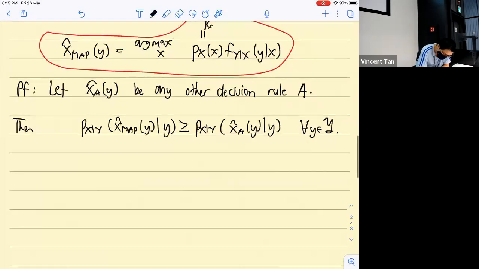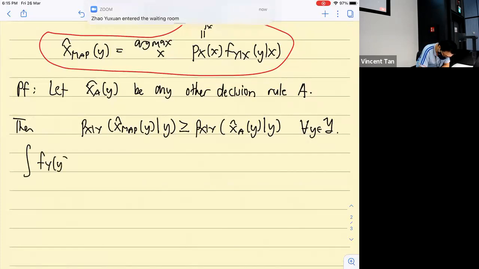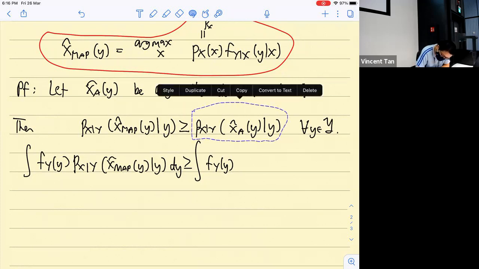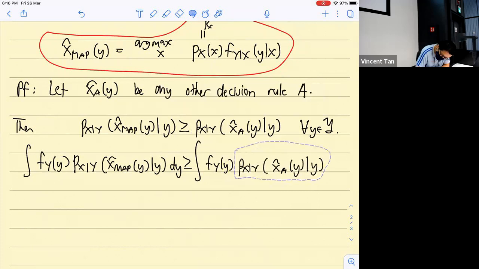Now, what we can do now is to integrate over all possible f of y. Why can we do this? Because f of y is non-negative. Okay, the integral of p of x MAP(y) given y times f of y dy is bigger than or equal to the integral of f of y, this guy here, dy. Okay.